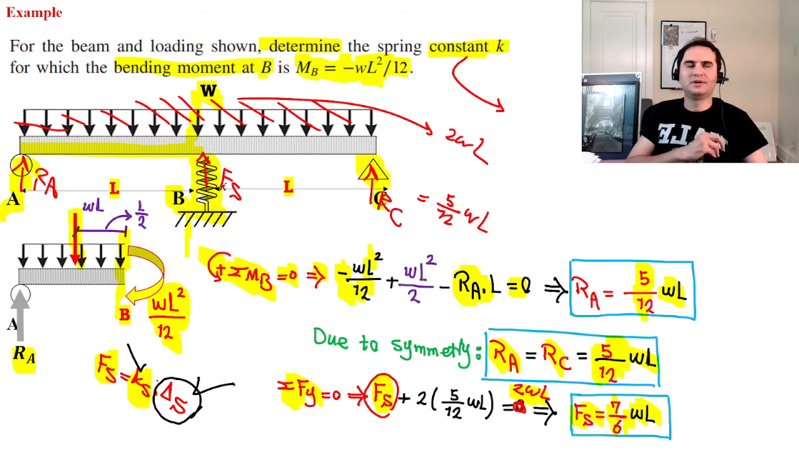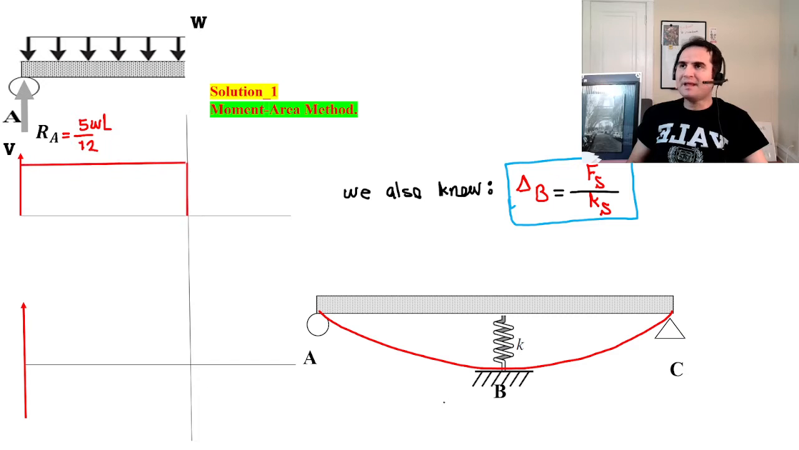To do so, we can apply the easy solution of the moment area theorem to get the answer. If F is equal to K times S, delta is Fs over Ks, and that's delta B because the spring rests at point B.